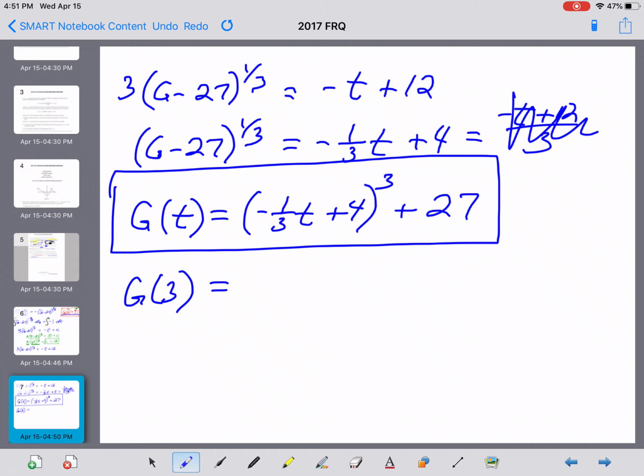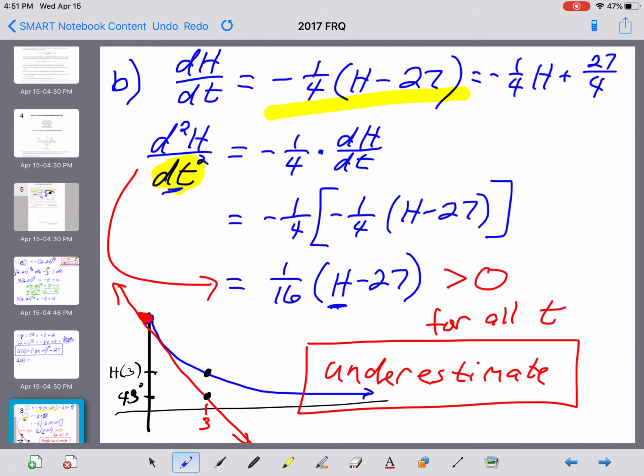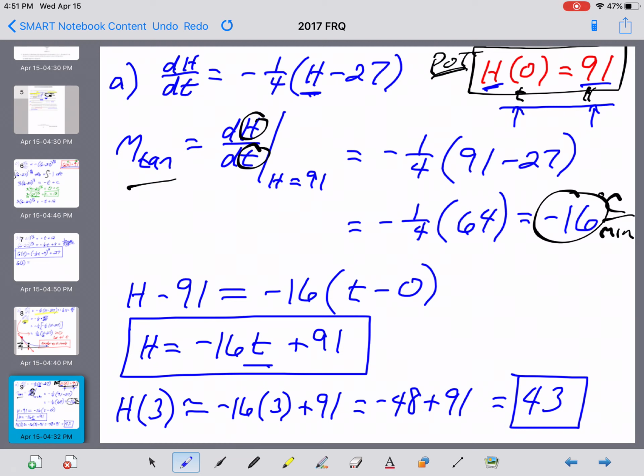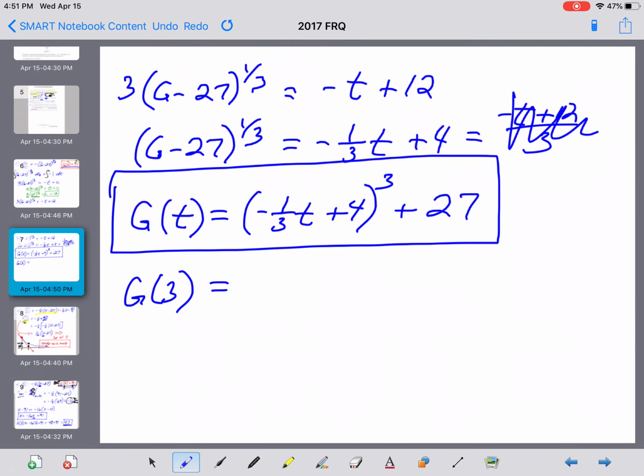Now you'll notice we've already come up with an approximation for h of 3, which we did way back here in part A and came up with 43 degrees, and we knew that that was an underestimate. I'm curious to see if this answer is anywhere close to that. So this is going to be negative 1/3 multiplied by your t value of 3, plus 4, close it, cube it, and add 27 to it.